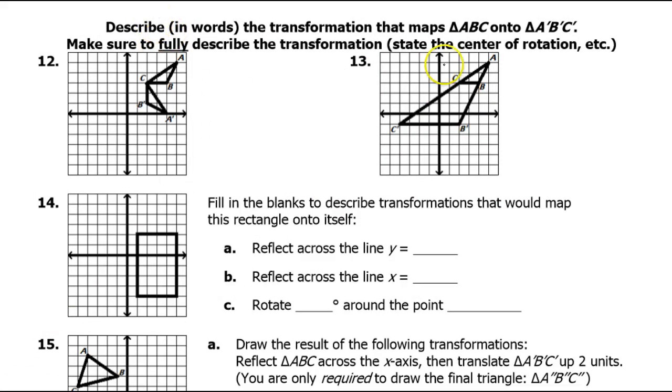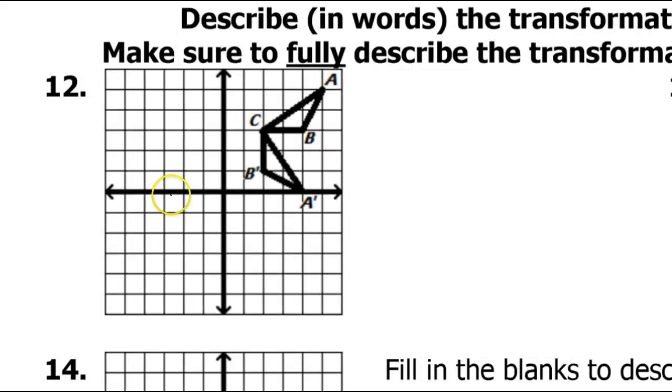Okay, for number 12 and 13, we're supposed to describe in words the transformation that maps triangle ABC onto A prime, B prime, C prime. We need to fully describe the transformation, stating the center of rotation, etc. Looking at number 12, you need to ask yourself, does this look like a translation, meaning you just slid the triangle across the page? Does it look like a reflection? Is it backwards? Or does it look like a rotation?